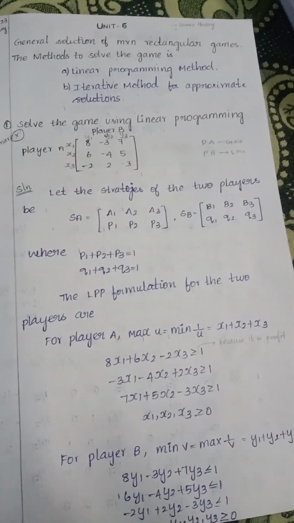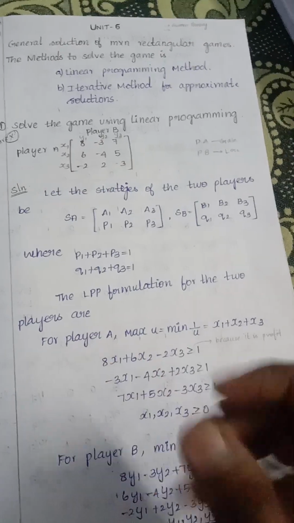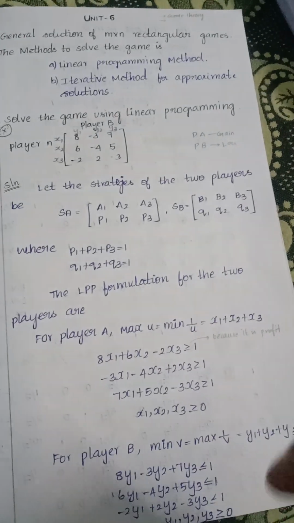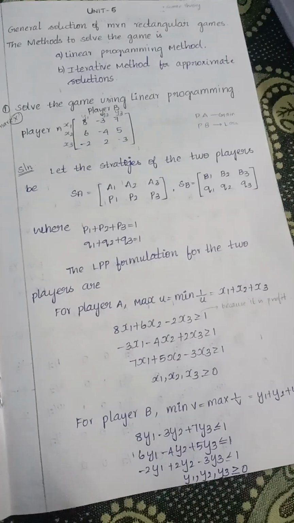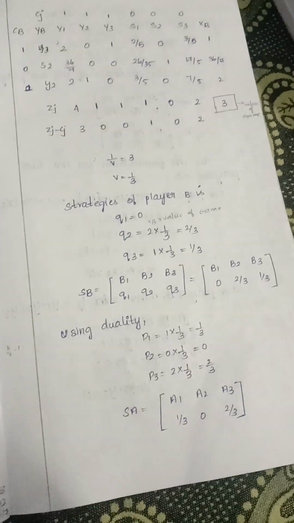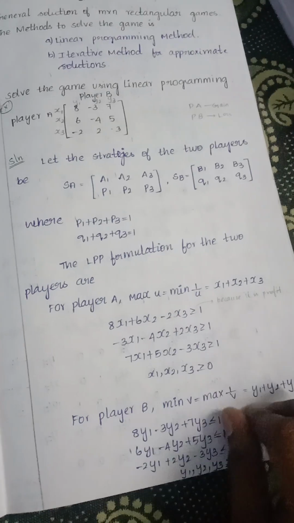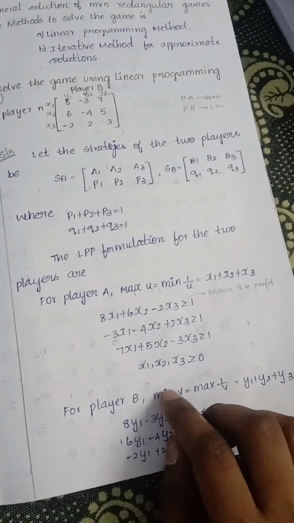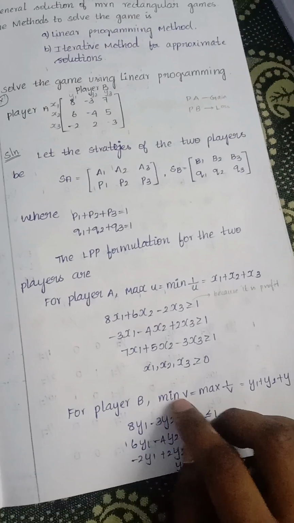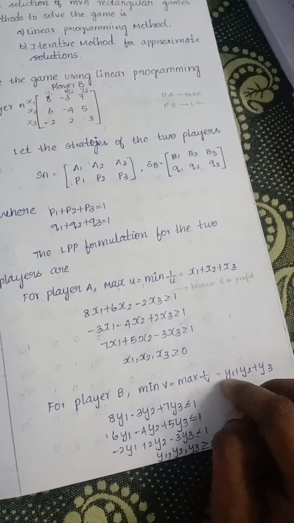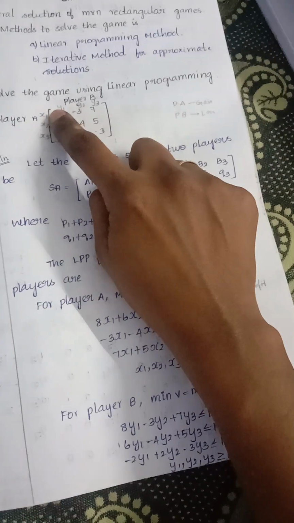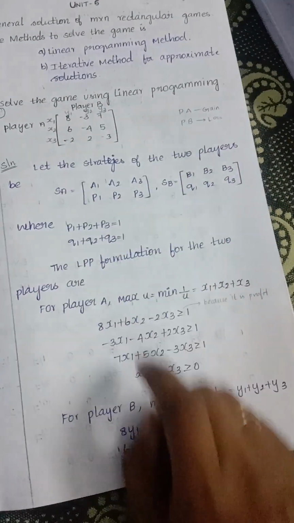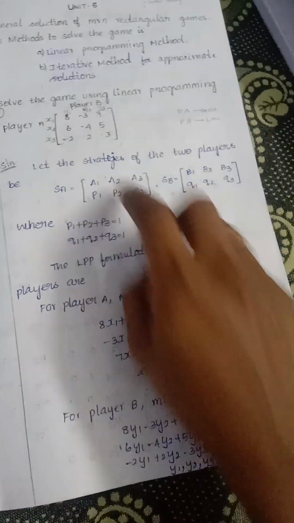We also have to find the constraints for player B, because we have to find the best strategy and the value of the game. So for that we work with player B. Player B loses, so minimum V equals maximum of 1 by V. It can be written as y1 plus y2 plus y3. Here we have to place the constraints row-wise.